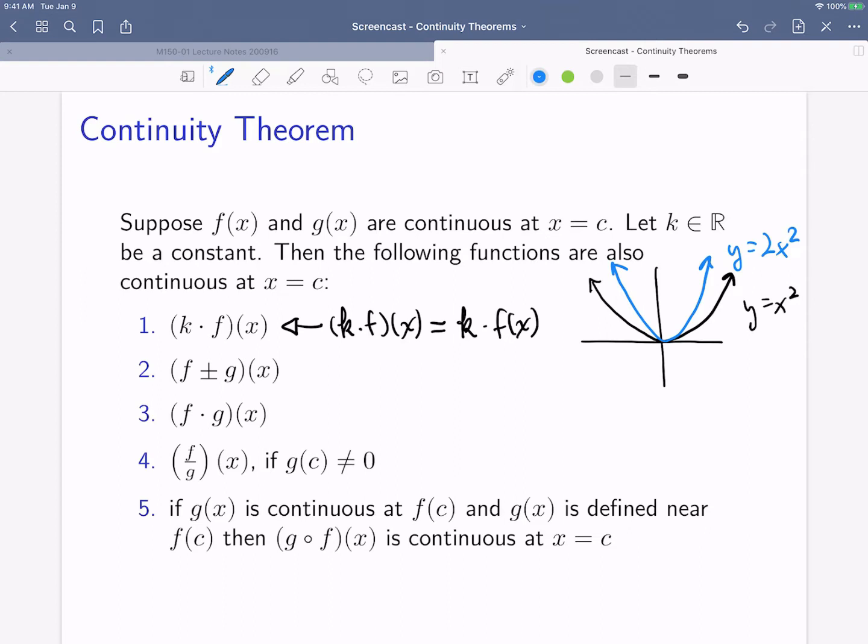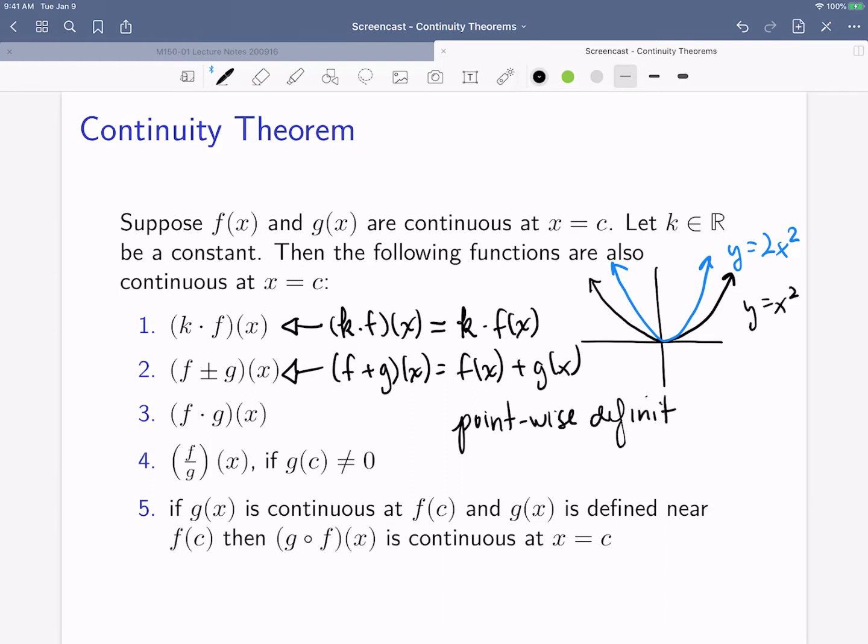So there are geometric interpretations to these operations, like addition and multiplication, and you probably have seen those in the past too. But I want to make it clear, because we'll use this in a moment, that when we define these new functions, like the sum of two functions, we're doing it in terms of the outputs of the original functions. This is often called a pointwise definition of these new functions, because we're defining them using their values at each point. And that's what that means.